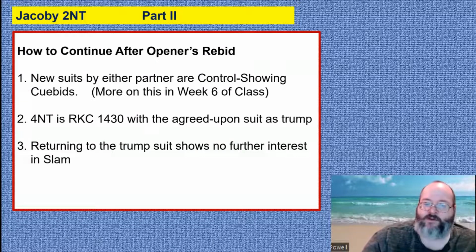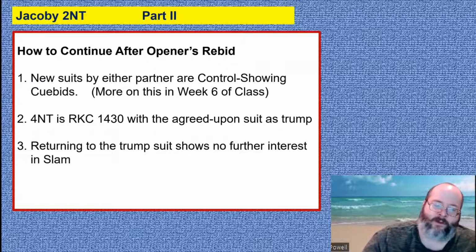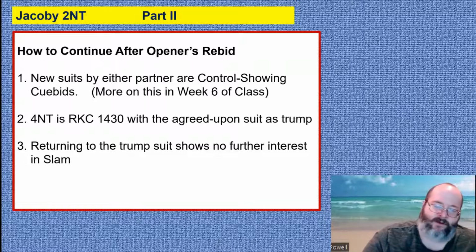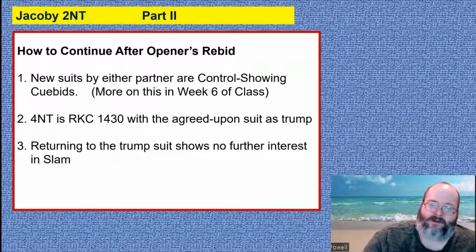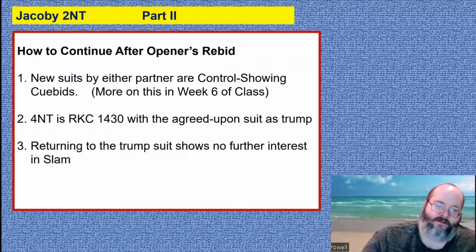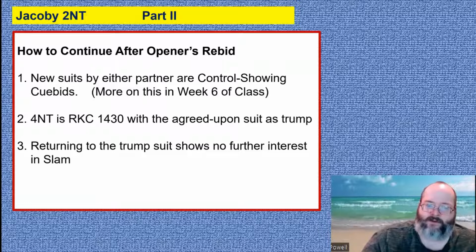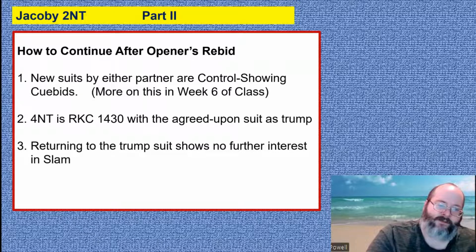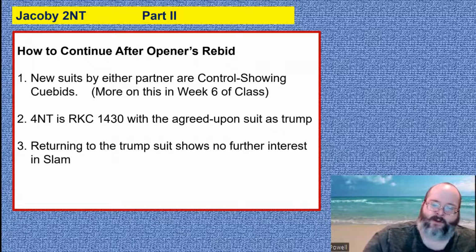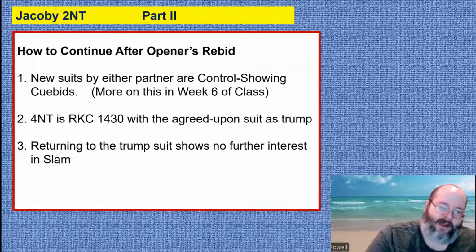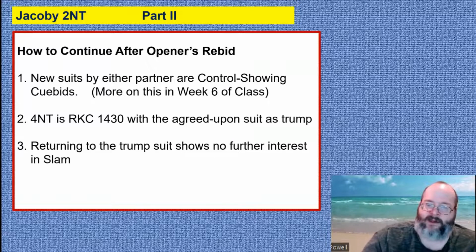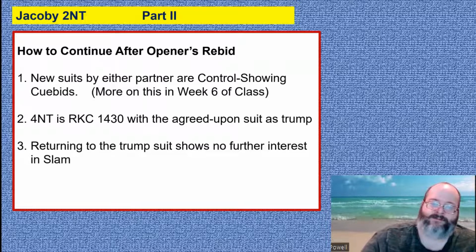If you do not want to move towards slam, then your method is just to return to the trump suit. Returning to the trump suit says, okay, partner, I have no real further interest in slam, right? So for the most part, this week, we're going to concentrate on number 2 and number 3. Do you want to go to slam? Yes. Roman key card is probably going to be the tool we use. And if you don't want to go to slam, return to the trump suit as a sign off. Okay.